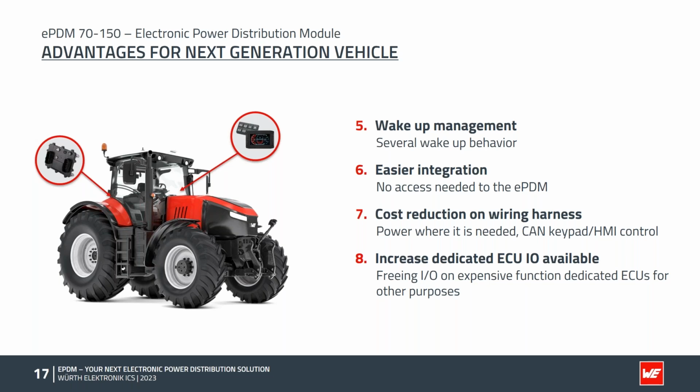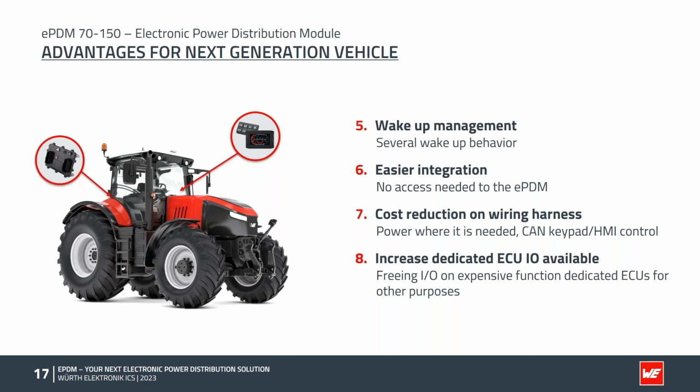Next point would be the cost reduction on the wiring harness, which we explained earlier. We can think of the cabin a little bit differently, allowing HMIs and CAN keypads as the main interface with the driver. There will not be a need to move the power through the cabin anymore, going from a battery to a rocker switch and then back to the load with thick cables. As well, we all know that rocker switches that are reliable and can switch high current are costing quite a lot of money.